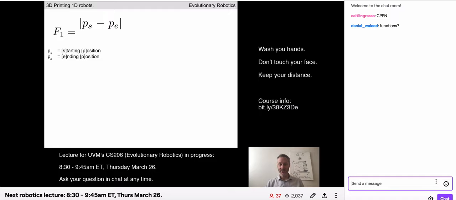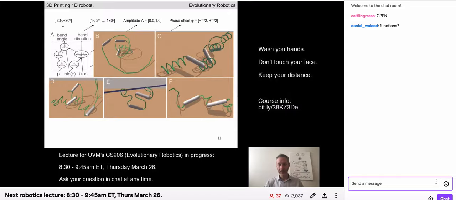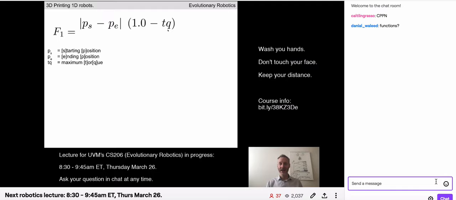They're going to multiply by this term here, 1 minus TQ, where TQ represents the maximum torque of the robot. As we mentioned before, torque is the rotational force that's applied by the motor. We're going to assume in this case that torque has been normalized, so that zero torque means the motor is not doing anything, and a torque of 1 is the maximum amount of torque that these particular cylindrical robots can apply. So 1 minus this value represents that we're trying to minimize torque. We want the robot to travel as far as possible using as little torque, as little power as possible.